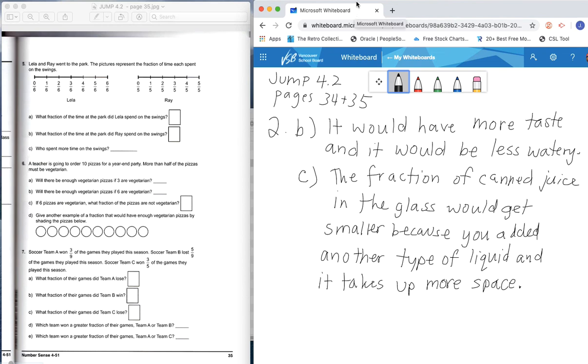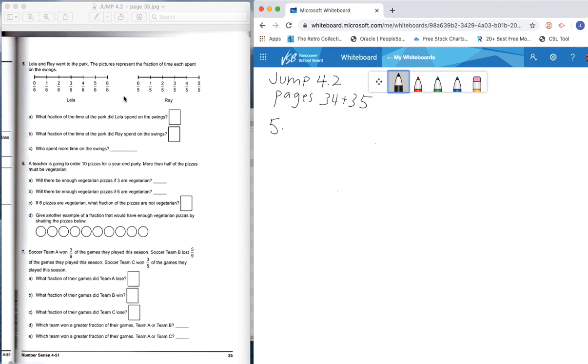Okay, so I'm just going to erase. Leela and Ray went to the park. The pictures represent the fraction of time each spent on the swings. So you can see where Leela's is right here, and Ray's is here. Leela's is broken down into 6 parts, and Ray's is broken down into 5 parts. So 5A asks, what fraction of the time at the park did Leela spend on the swings? So you're looking at the bold line and where it stops. It stops at 4/6. So Leela spent 4/6 of her time on the swings. Okay, so write 4/6 in the box.